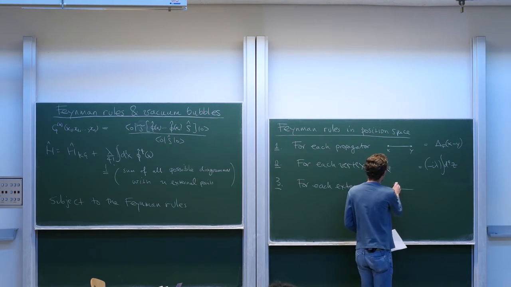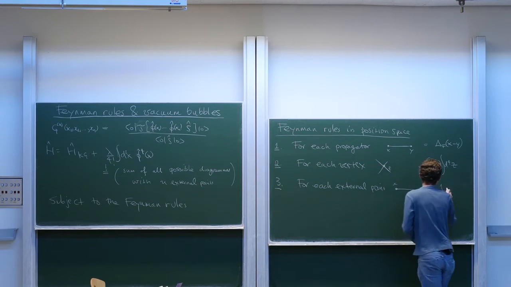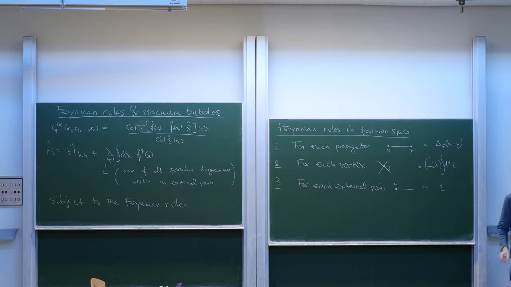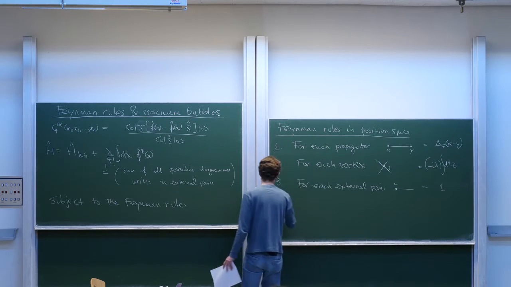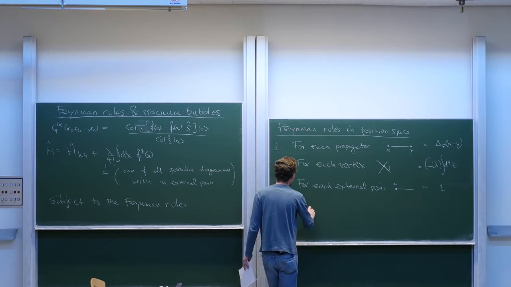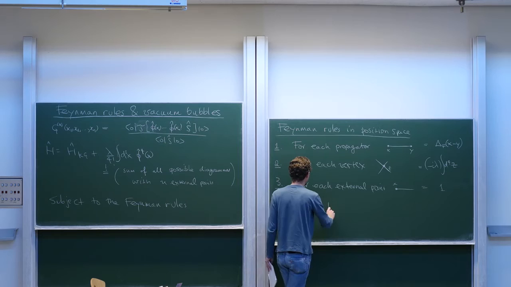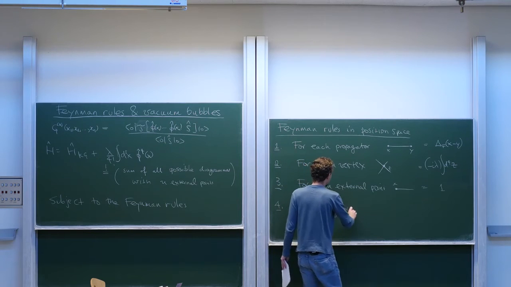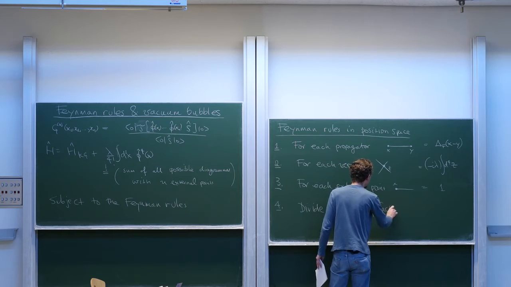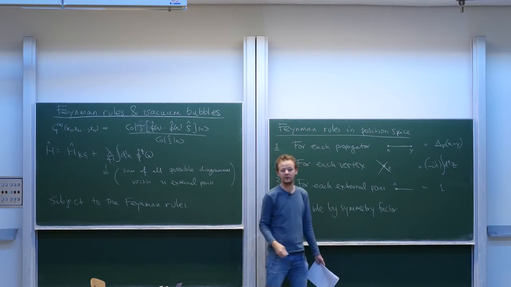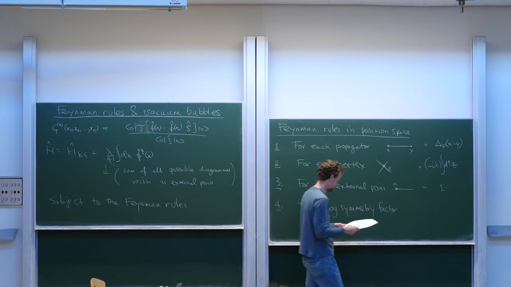So for each external point x, we associate the value 1, which seems very boring, and why would we bother? But we're going to see later on in other theories that this external value is very convenient to let change. And finally, we've got to divide by the symmetry factor, which is this somewhat difficult to calculate quantity, which measures how many times a given diagram appears in this Taylor expansion.